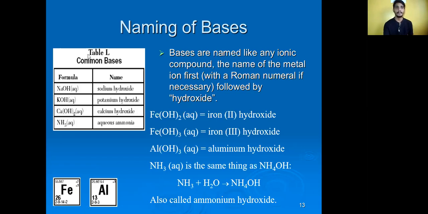See table L, you have to see the common bases. Sodium hydroxide, potassium hydroxide, calcium hydroxide, and aqueous ammonia are the common bases. Now, in the case of NH3, aqueous ammonia, you will not find the term hydroxide, but it acts like a base. So ammonia acts like a base over here. That's why it's called aqueous ammonia. We have to count it among the common bases.